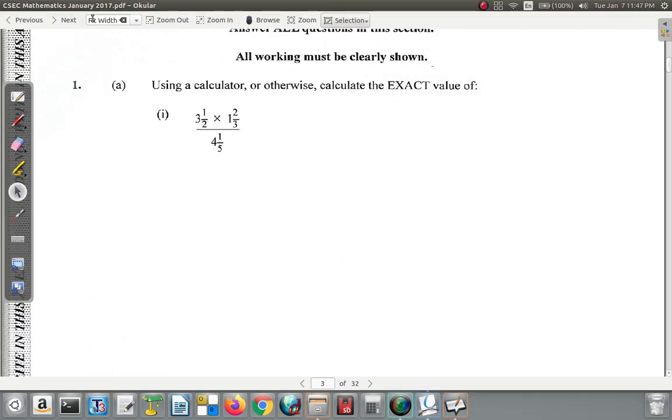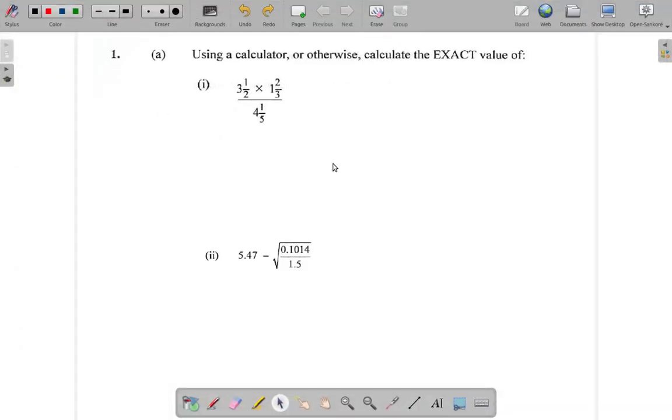We're now looking at the CSEC January 2017 paper, question 1A. Alright, let's look at it on this screen. It says, using a calculator or otherwise, calculate the exact value of.